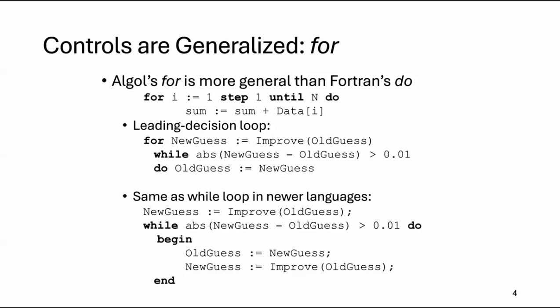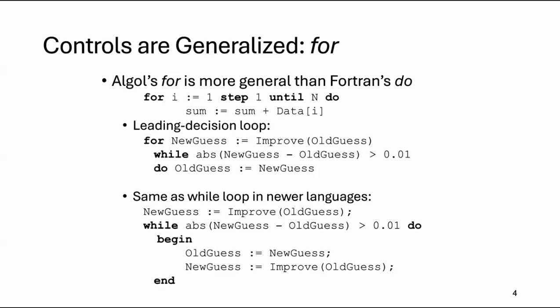What about the for loop? So ALGOL introduced the for loop that is more general than Fortran's one, the DO. So for I equal from 1, you step 1 until n, you would basically do sum equals sum plus data of I. So we made it more general, and you have multiple types of for loops as well, not a single type of for loop.